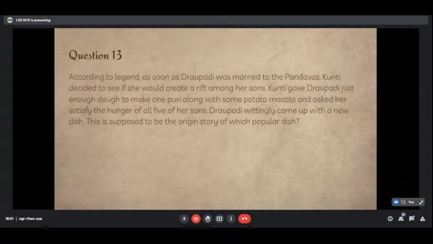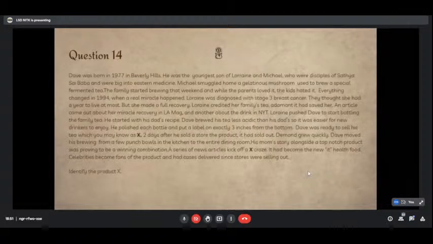Moving on to question number 14. Dave was born in 1977 in Beverly Hills. He was the youngest son of Said Lorraine and Michael, who were the disciples of Satya Sai Baba and were very big into Eastern medicine. So Michael is said to have smuggled home a gelatinous mushroom, which he used to brew a very special kind of fermented tea. So this tea was hated by the kids, but the parents absolutely loved it.